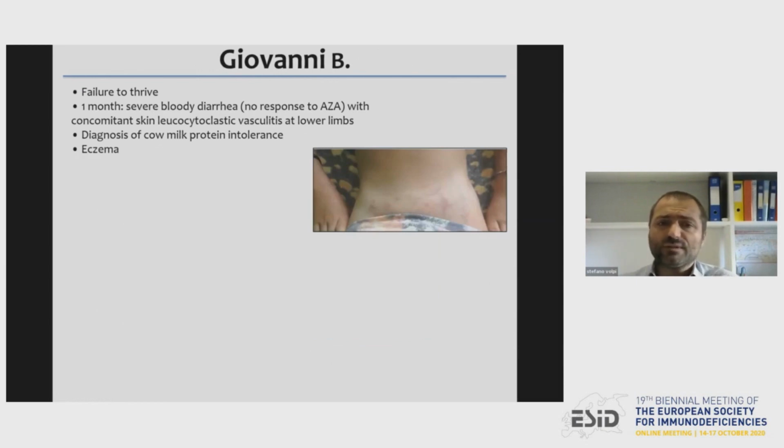The other kid that we follow is another Giovanni. The other Giovanni presented with a different phenotype. He had a presentation with bloody stool and inflammatory bowel disease-like disease, resistant to immunosuppressant, and a diagnosis of protein milk intolerance.